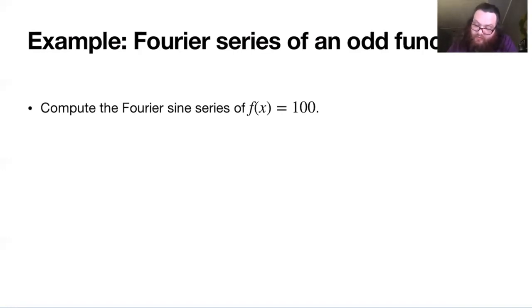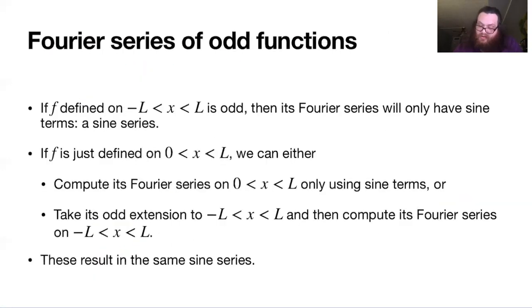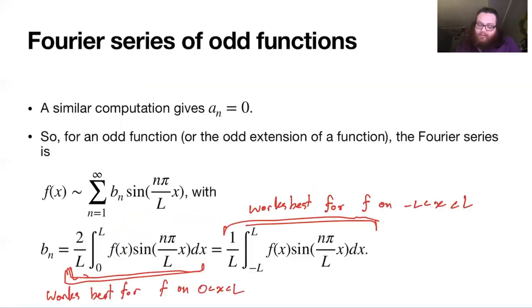And so maybe a little extra information should be here. So this would be on 0 less than x less than L. So what we can do first is sketch the Fourier series. This is 0, L. If we go back a few slides, there are two ways of interpreting this. One is, sure, compute a Fourier series with only sine terms. The equivalent way is to first take the odd extension and then compute the Fourier series. So we're going to take the odd extension of this function, compute the Fourier series, and see what we get. But the starting point is, let's sketch this.